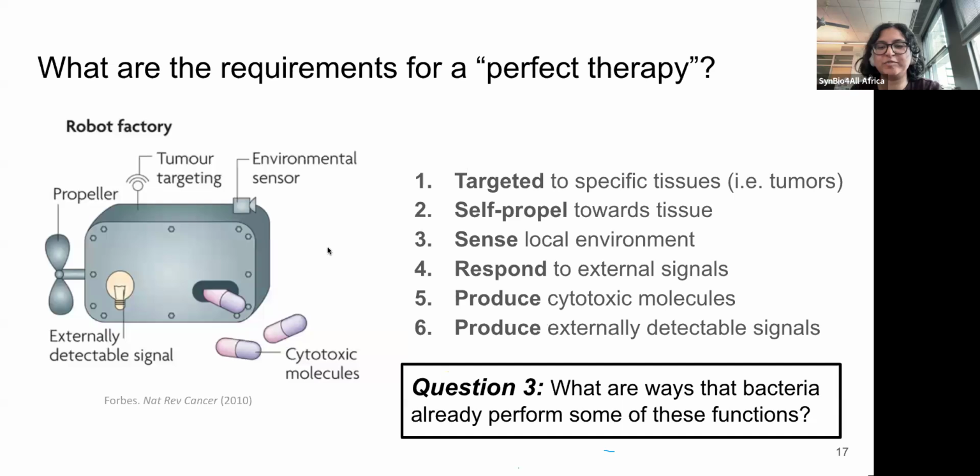Seeing some good answers. Efflux pumps and quorum sensing are definitely important. Yeah, someone said that they're following the attractive signals released by tumor cells. Yeah, we just talked about that. That's a good one. Biofilm formation is another good one. Chemotaxis, all of these are great.